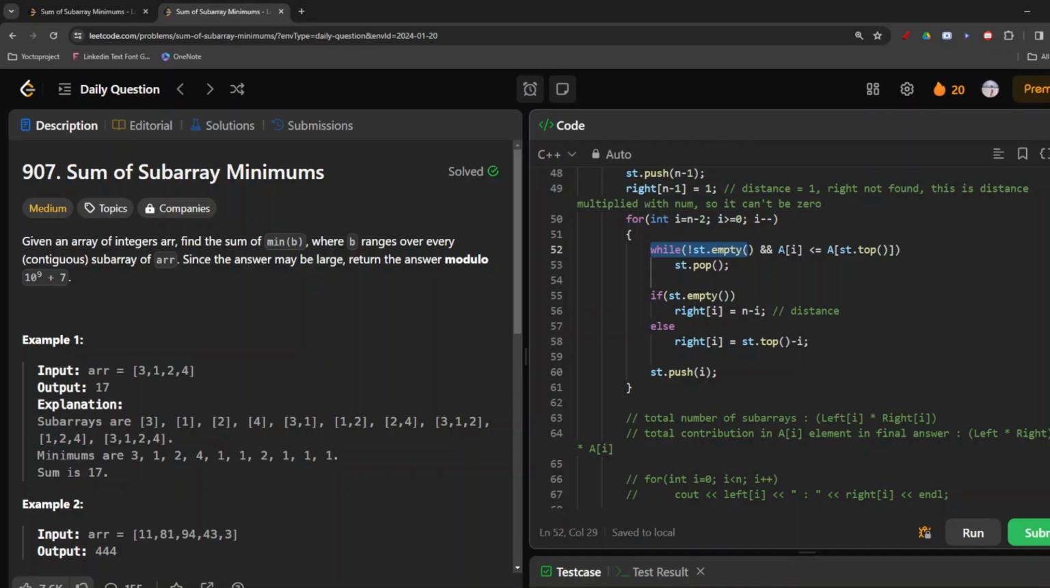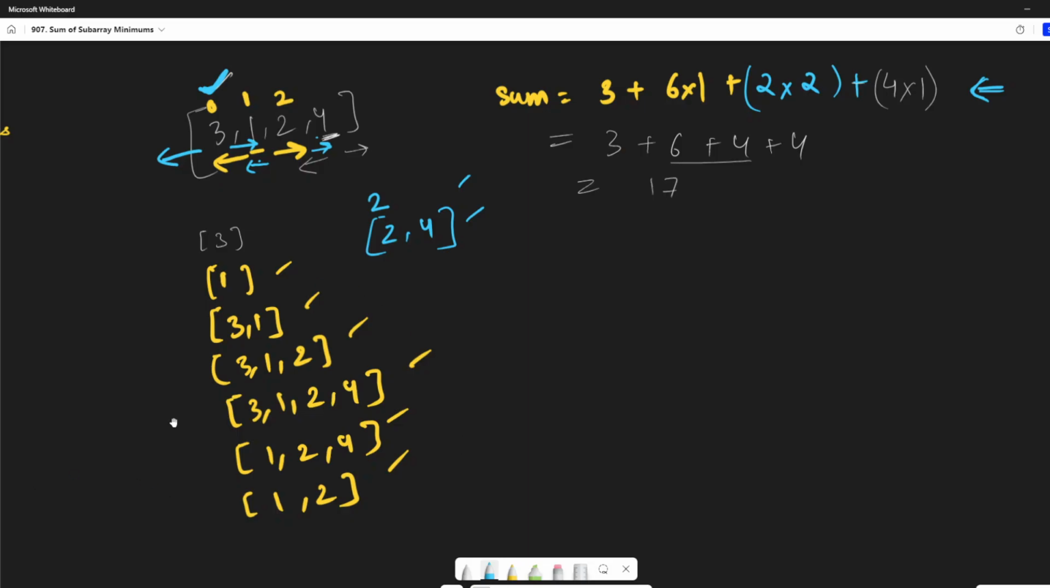our present element is less than or even equal to the element whose index is stored at the stack. Now, why have we included this equals sign? See, the cursor is visible. When we had 3 1 2 and again a 3 was there, then 1 2 4, these two are also making one subarray, and this 1 2 4 and 1 2 is also making one subarray.